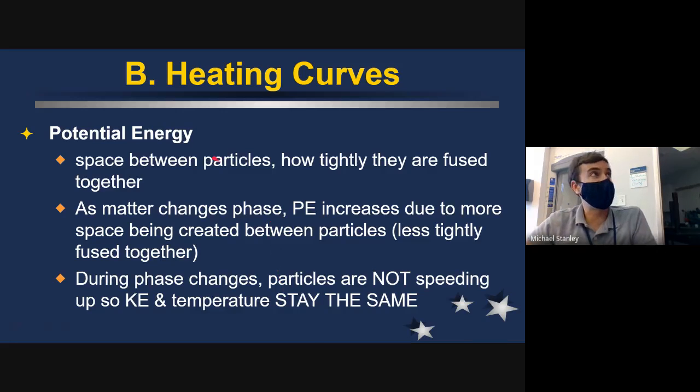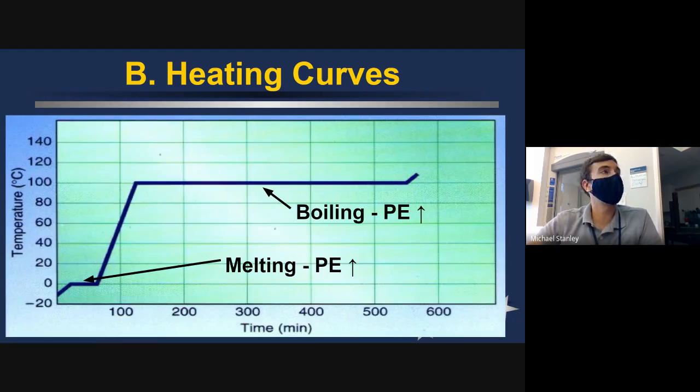So that's what potential energy, or PE, is related to. It gets increased when we spread our particles apart, when we get more space in our matter. And we do that by going through one of those phase changes we were just talking about. If we go back to our heating curve, you may remember there are two areas where we were flat. We have this melting area down here and this vaporizing or boiling area up here.